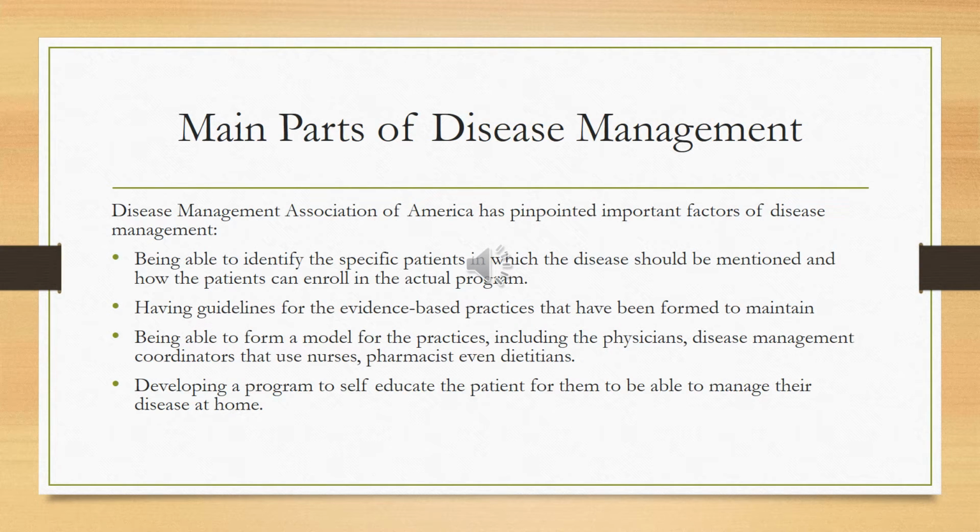Main parts of disease management. The Disease Management Association of America has pinpointed important factors of disease management. Being able to identify specific patients for whom diseases should be mentioned and how the patient can enroll in actual programs. Having guidelines for evidence-based practices that have been formed to maintain. Being able to form the model for the practices, including physicians, disease management coordinators, and the use of nurses, pharmacists, and even dietitians. Developing a program to self-educate the patient to be able to manage their disease at home.